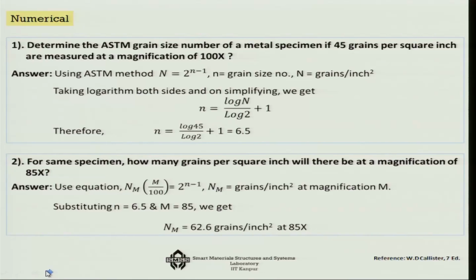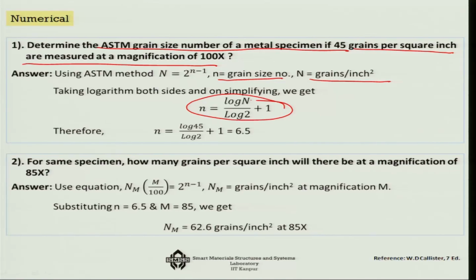So, if you look at these examples, the first one is that you have to determine the ASTM grain size number of a metal specimen if 45 grains per square inch are measured at a magnification of 100x. The ASTM standard method is that N is equal to 2 to the power n minus 1, where N is the grains per square inch and small n is the grain size number. Now, if you take a logarithm, you get a simplified relationship like this.